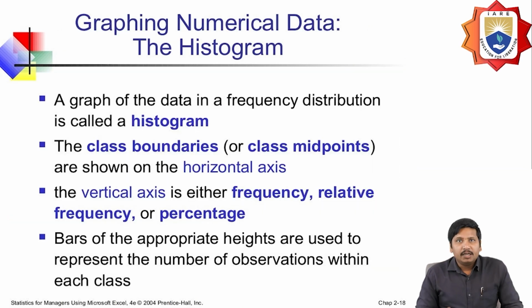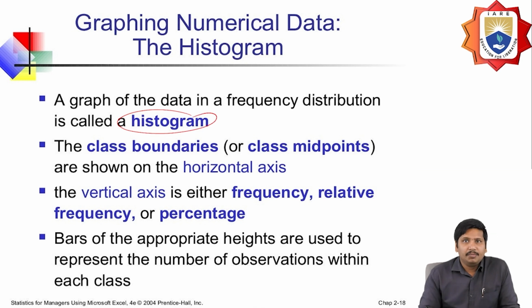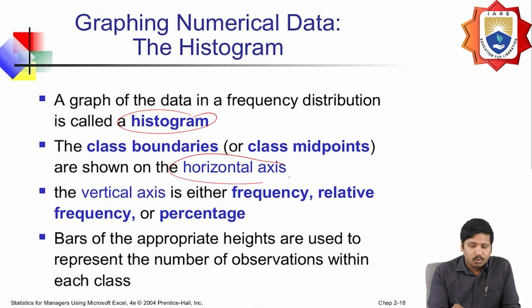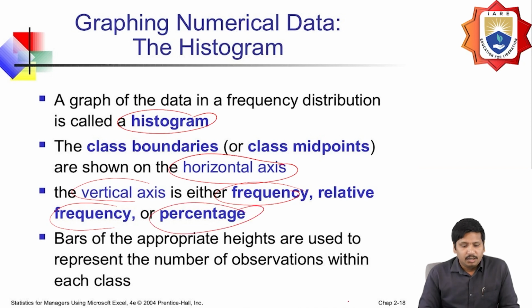For numerical data, we construct the histogram. How do we construct the histogram here? The graph of the data in the frequency distribution is called a histogram, and the class boundaries or class midpoints are shown on the horizontal axis, and the vertical axis is either the frequency, relative frequency or percentage.